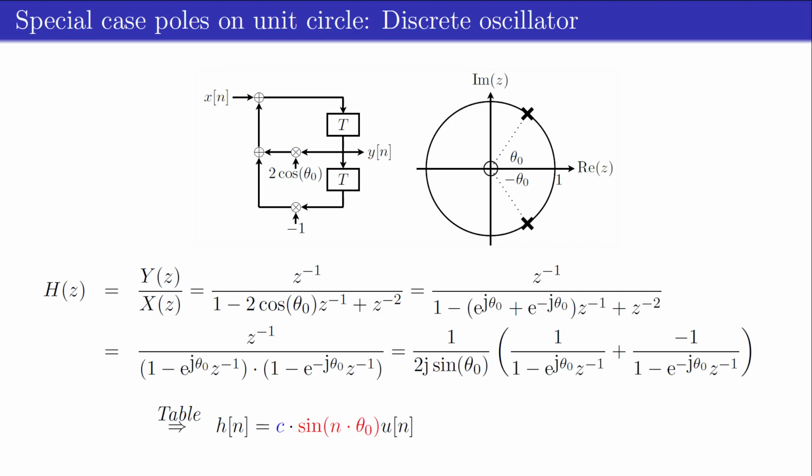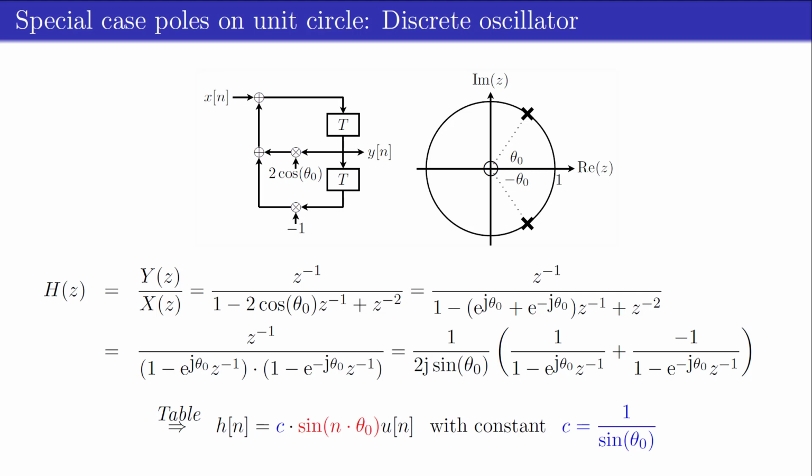The system represents a discrete oscillator. In other words, when starting with an empty system and using a delta pulse as input, the system generates an output signal y[n], which behaves as a sinusoidal signal with frequency theta 0. The amplitude of this sinusoidal signal is equal to the constant c, which is equal to 1 divided by sine theta 0.